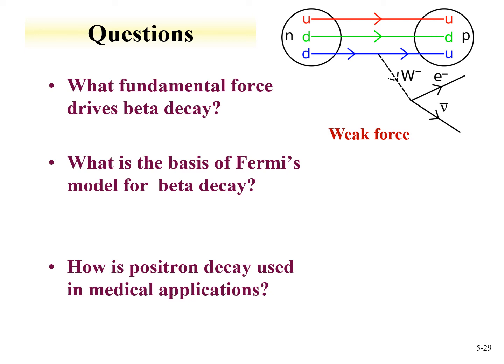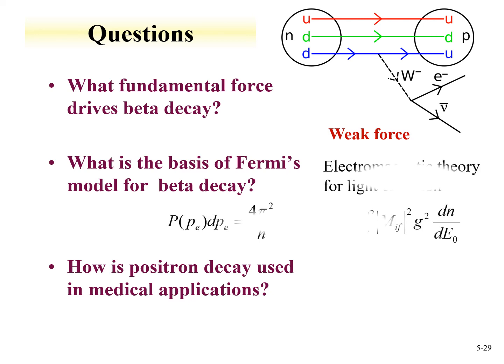So what is the basis of Fermi's model for beta decay? It actually exploits some of this force. It's based upon electromagnetic theory for light emission. So Fermi took that fundamental theory, applied it to the weak force, to this beta decay, where he came up with something which describes populating certain energy densities, which is equal to some constants, the wave function of the electron, the wave function of the neutrino, this mixing matrix, and this Fermi constant, which he fundamentally replaced from the electromagnetic theory.